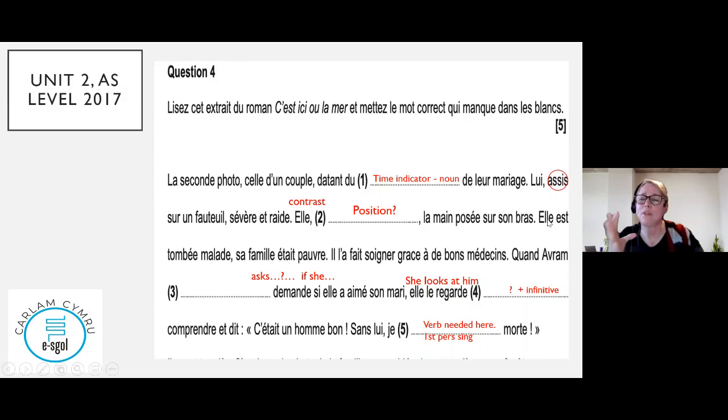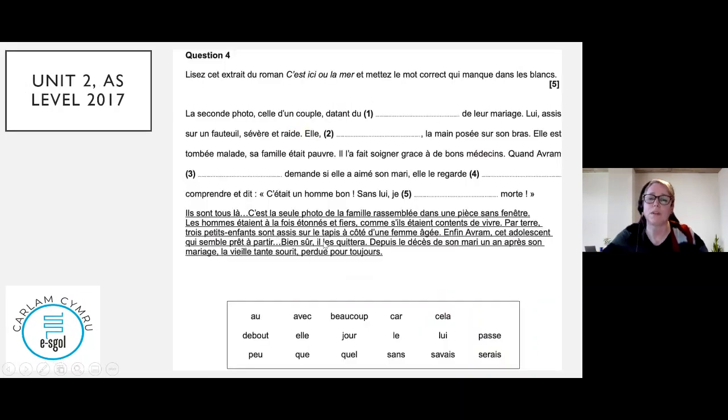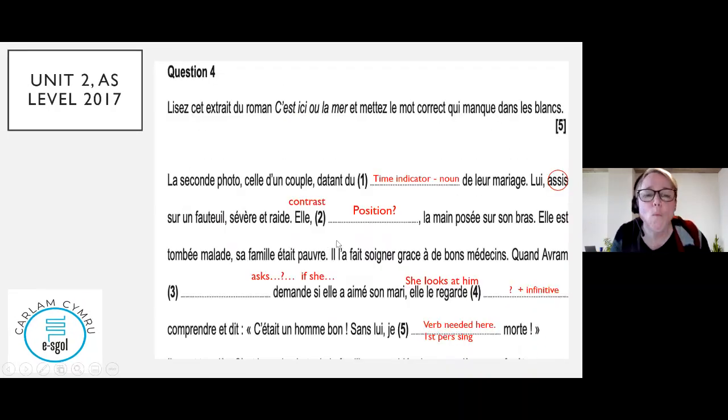When there's no gap, don't ignore the sentence, because it gives you ideas about what's going on here. So you still need to work through what it means. Elle est tombée malade, sa famille était pauvre, il l'a fait soigner grâce à de bons médecins. And then quand Avram, here comes the gap. Okay, so she fell ill. Her family was poor. He looked after her thanks to some good doctors. So we make sure we understand what's going on.